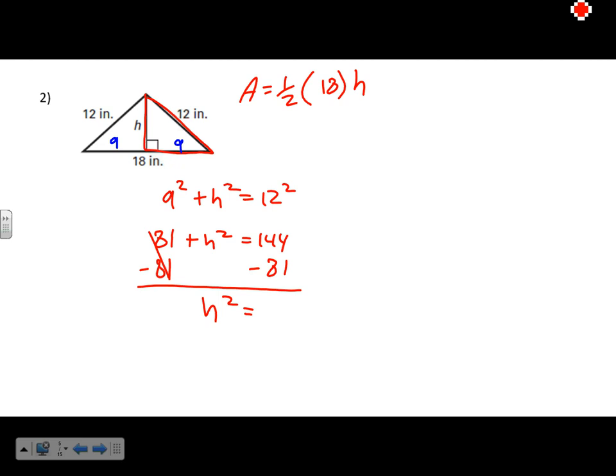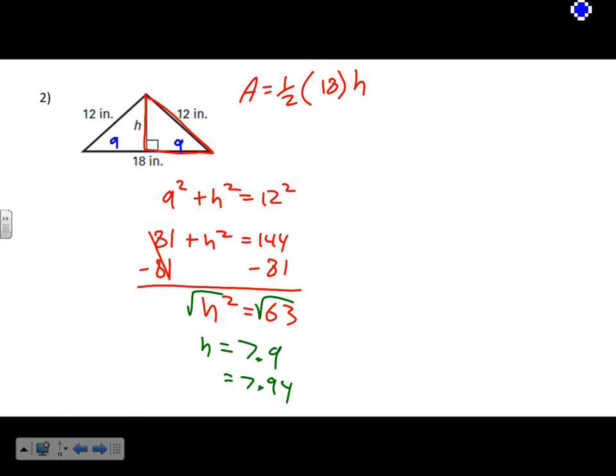144 minus 81 is 63. And when you take the square root of both sides, you end up getting h is equal to, again, you could either put 7.9 or 7.94, whichever way you want to round is fine. Then that is our h, but now this is where it is different.